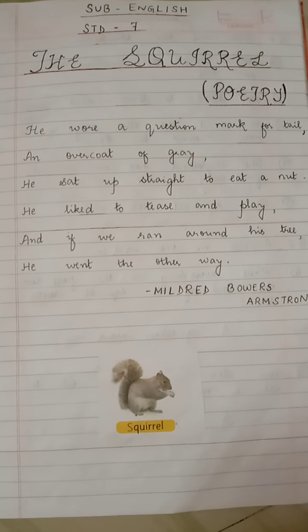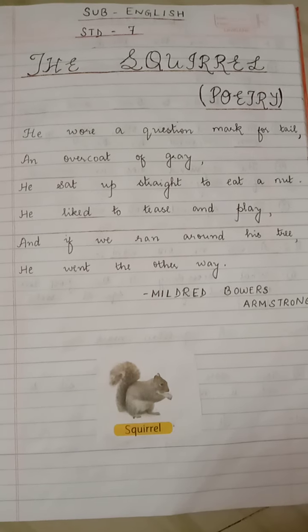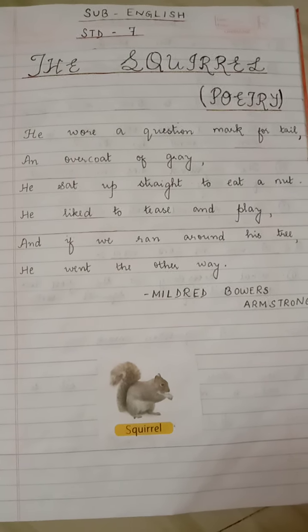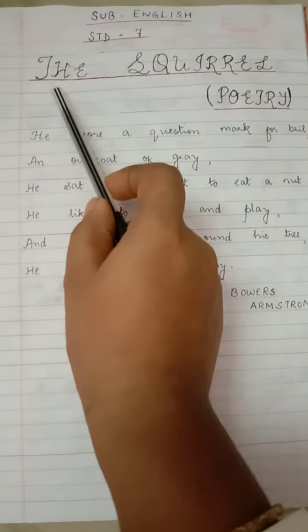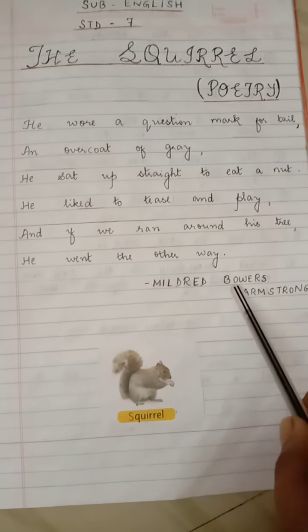Good morning, everyone. Today we will study a poem from the book of English of Standard 7th, and the name of the poem is The Squirrel. This is a poem written by Mildred Bowers Armstrong.